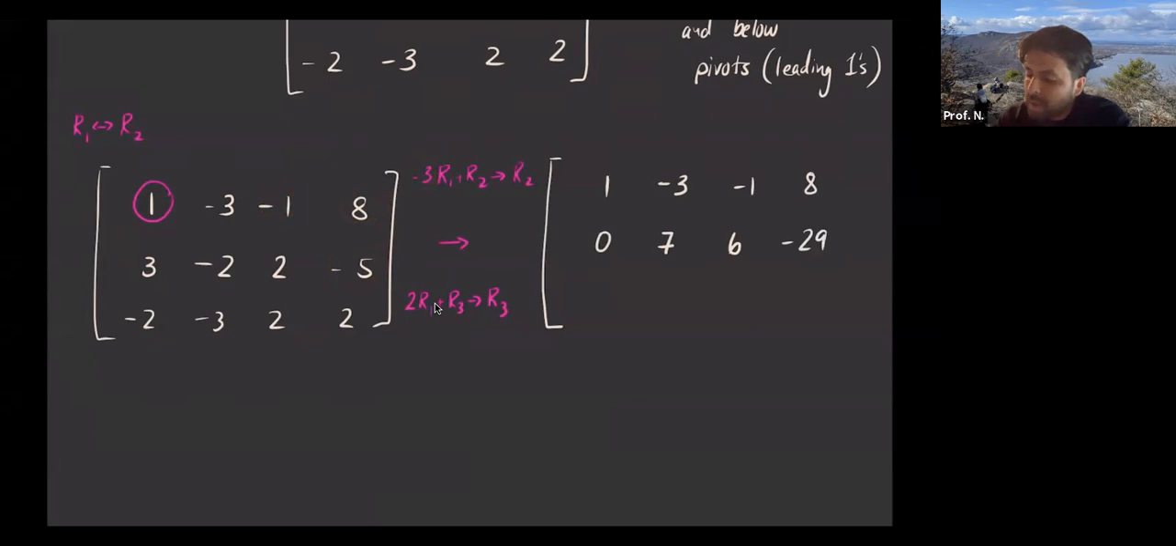And then the third row, I double 1 and this becomes 0. I double -3 minus 3 is still going to be -3. And then I double -1 and this becomes 0. And then I double 8 and I get 16 plus 2 is 18. So that's what I get.